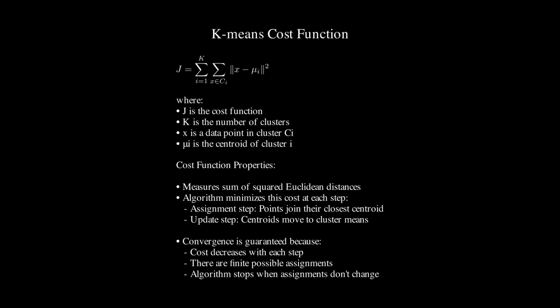The effectiveness of k-means can be measured using a cost function. Mathematically, it's the sum of squared distances from each point to its assigned centroid. This formula shows how we calculate this cost, where J represents our total cost, summing over all clusters i and all points x in each cluster. The cost always decreases with each iteration, guaranteeing that our algorithm will eventually converge.